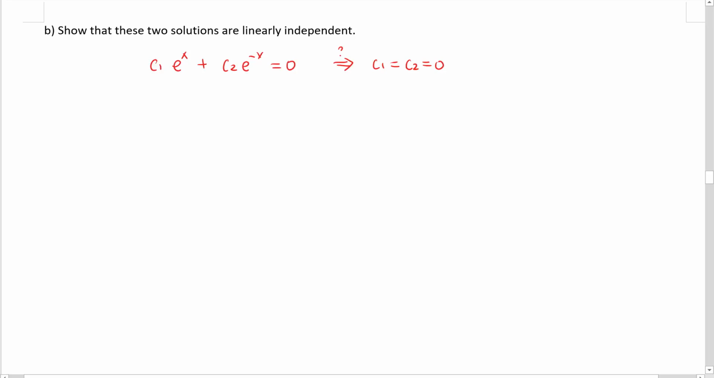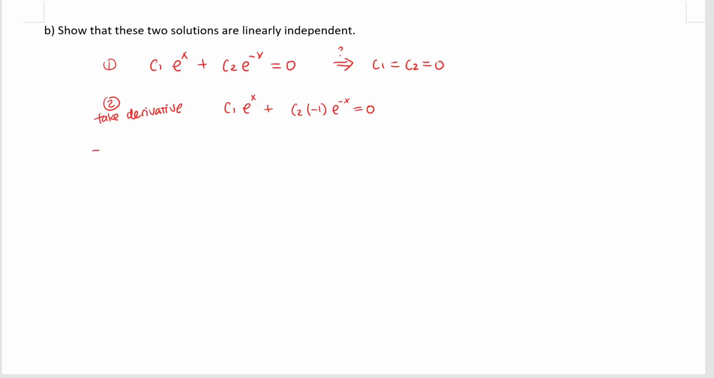So we have one equation, but we need two equations to solve for the constants C1 and C2. For the second equation, we take the derivative of both sides. C1 as a constant multiple stays here. The derivative of e to the x is e to the x, and the derivative of e to the minus x is negative e to the minus x. All right, so we have two equations.